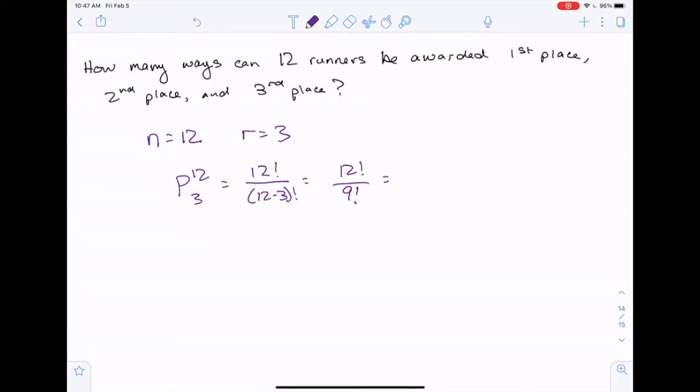If we remember the shortcut for canceling out factorials, I know that in here, I'm eventually going to have a 9 factorial that will cancel. The only things that will be left is every factor that is bigger than 9. So that means it's 12 times 11 times 10, right? The next integer would be 9. That's going to cancel with everything in the 9 factorial. This, if I multiply this out, is going to be 1,320 different arrangements of these 12 runners.